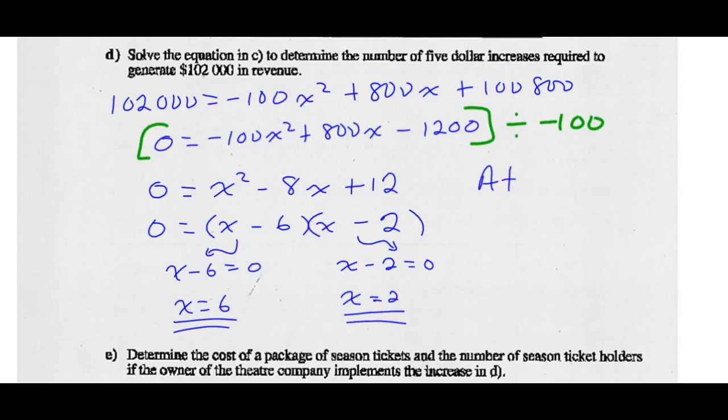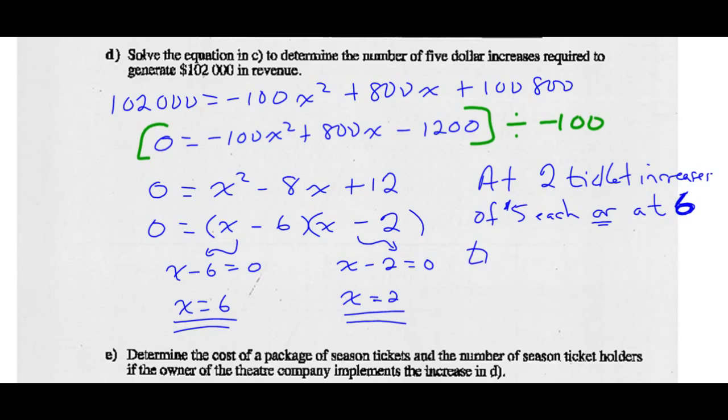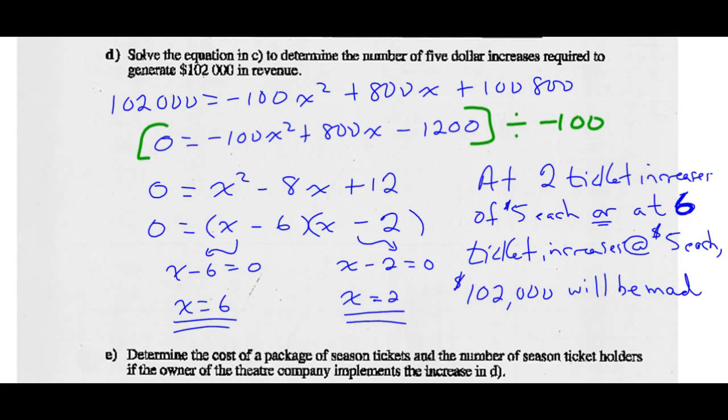So at 2 ticket increases of $5 each, or at 6 ticket increases at $5 each, $102,000 in revenue will be made. All right.